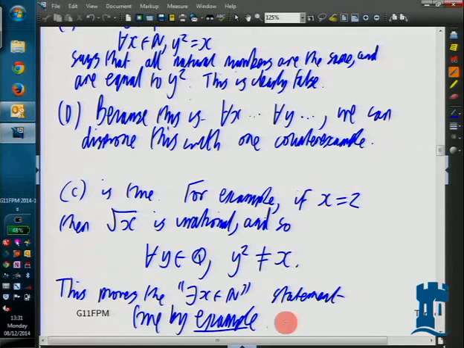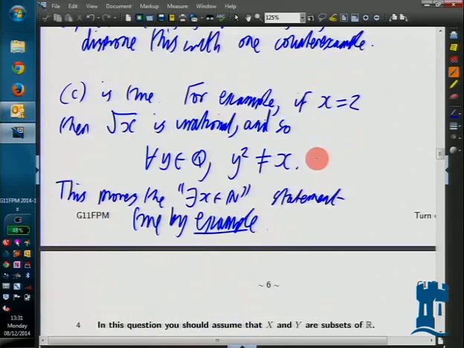So the only things you can prove true by example are the exist statements. You can't prove a for all statement true by example unless you're dealing with a set with only one element, or some very small number of elements where you can check case by case. Okay, now that I think we've got that right, any more questions about this one? Okay, thank you. Let's move on to the next question.